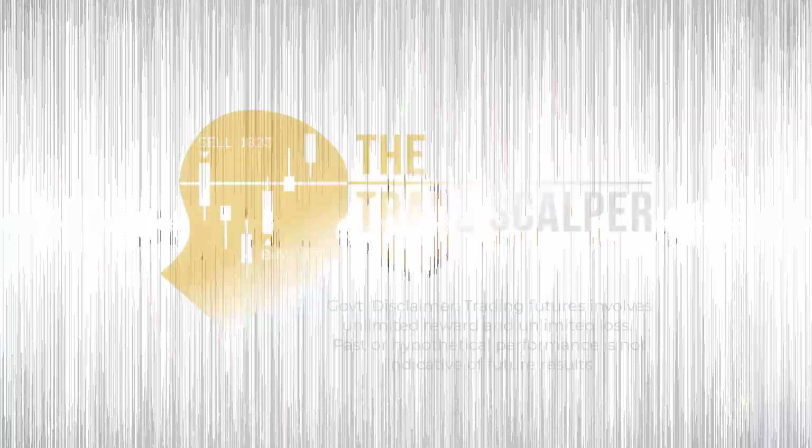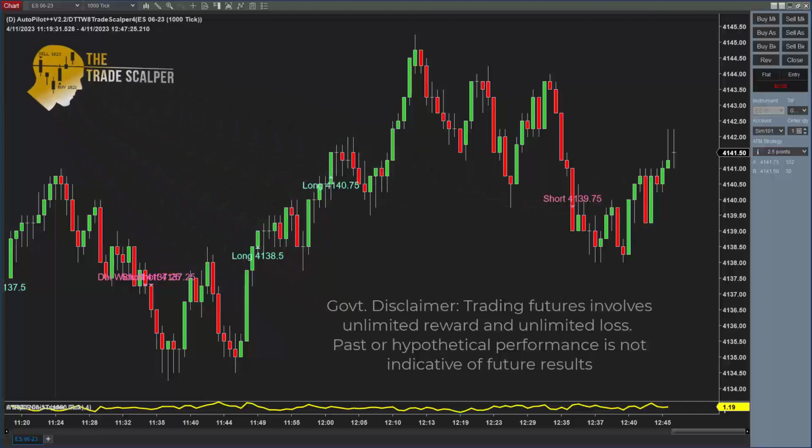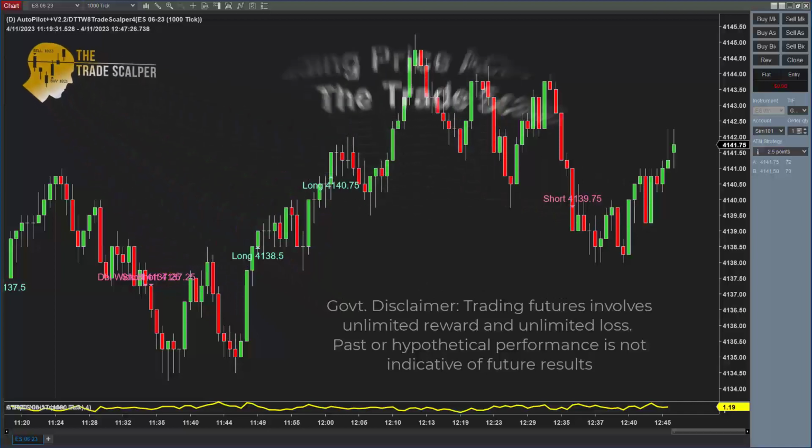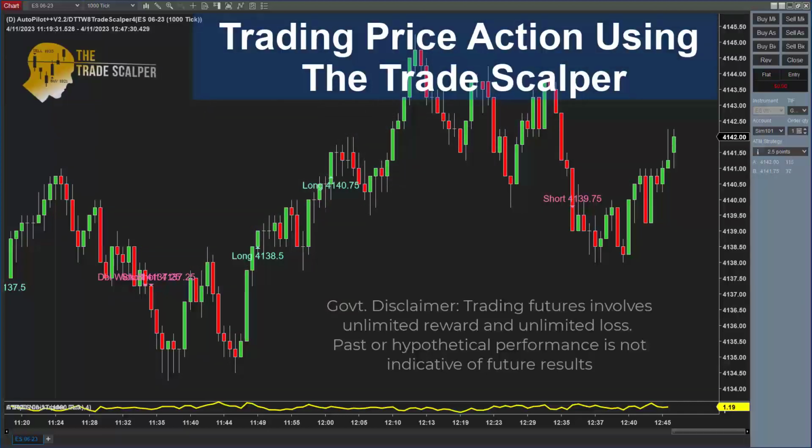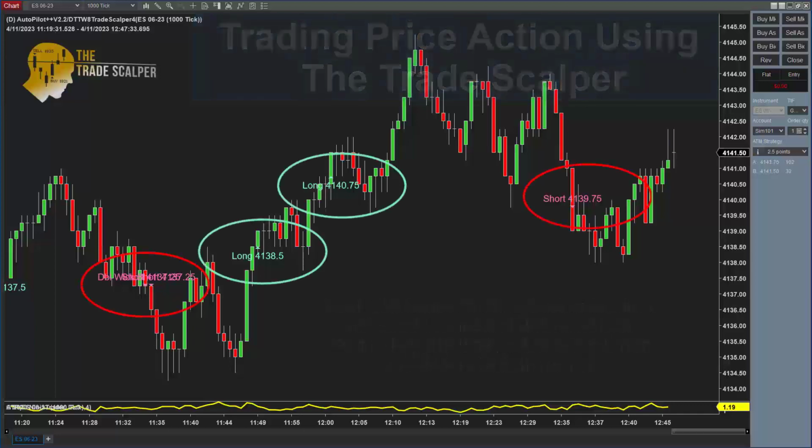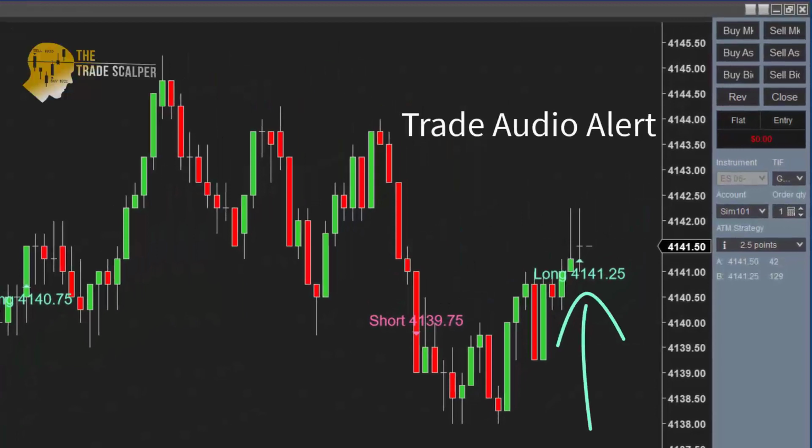Hello traders, today I'm going to show you a little bit of the Trade Scalper. I'm going to show you how to manually trade the Trade Scalper program, the signals. As you can see, long and short already on the chart, that's the Trade Scalper. And I'm also going to show you the autopilot.